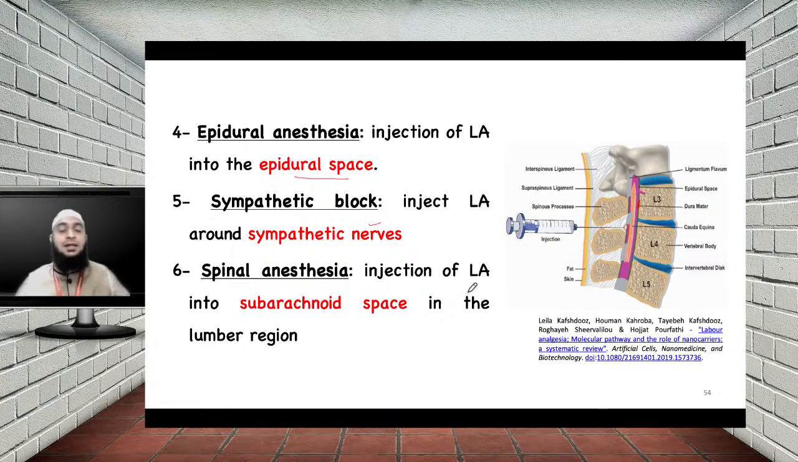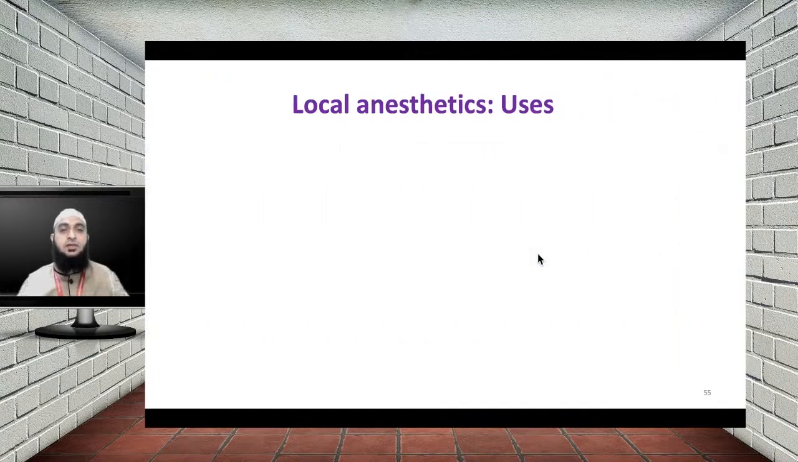Then you can use spinal anesthesia, where simply the injection of local anesthetic is given into the subarachnoidal space in the lumbar region. So you are giving the injection in the lumbar region, specifically in the subarachnoidal space, that is the space between the dura mater and the spinal cord. That is called the subarachnoidal space. You can just Google and see the image of the subarachnoidal space where it is exactly located. So there exactly you are giving the injection of the local anesthetics. So these are the different methods of administration of the local anesthetics.